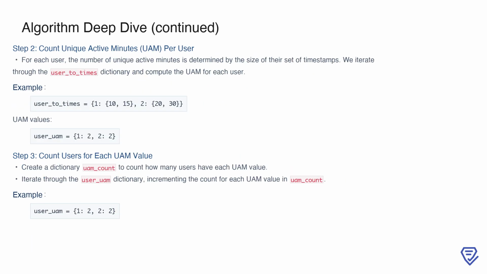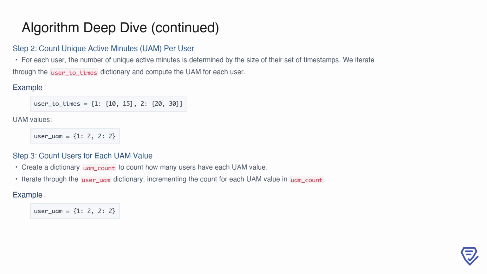Once we have grouped the timestamps by user, the next step is to calculate the unique active minutes for each user. This can be done by finding the size of the timestamp set for each user in the dictionary. For example, if user_to_times equals {1: {10, 15}, 2: {20, 30}}, the unique active minutes for user 1 are 2, and for user 2, they are also 2. This gives us a new dictionary, user_um equals {1: 2, 2: 2}, where the key is the user ID and the value is the count of unique active minutes.